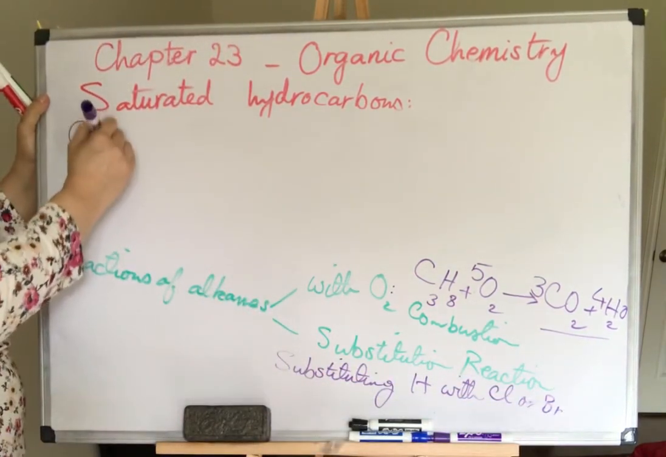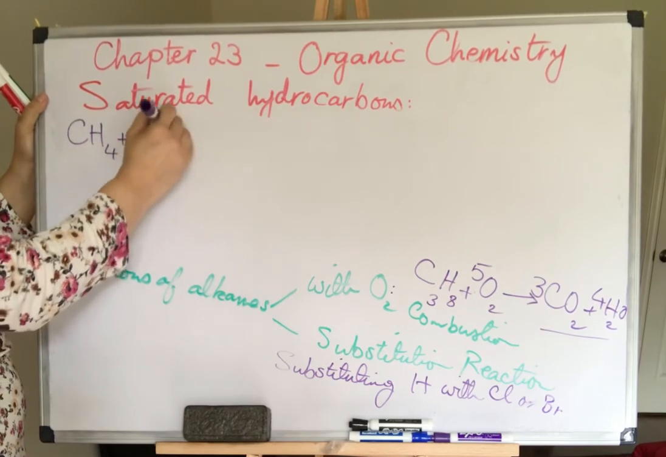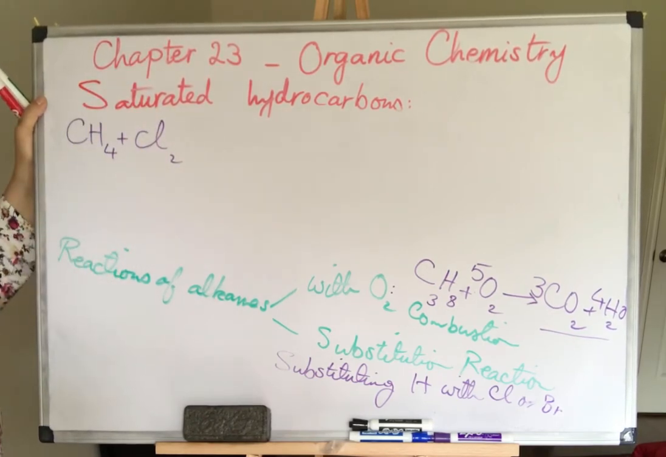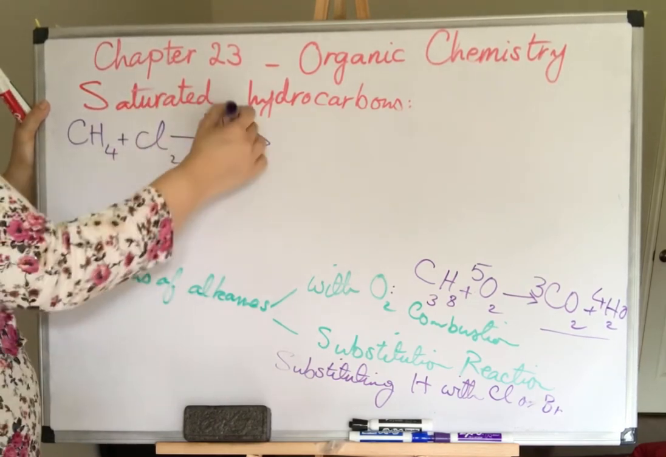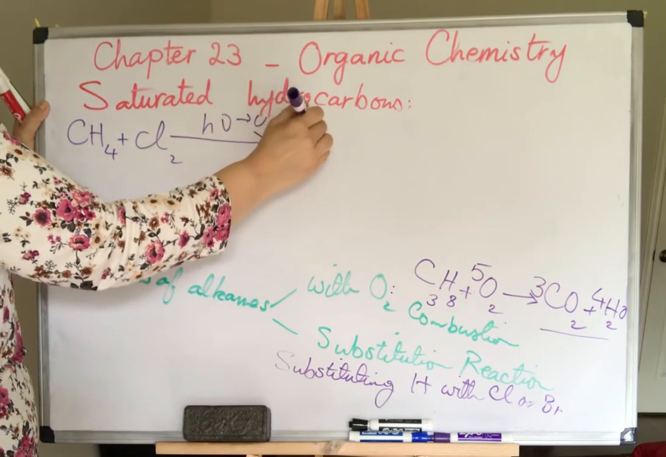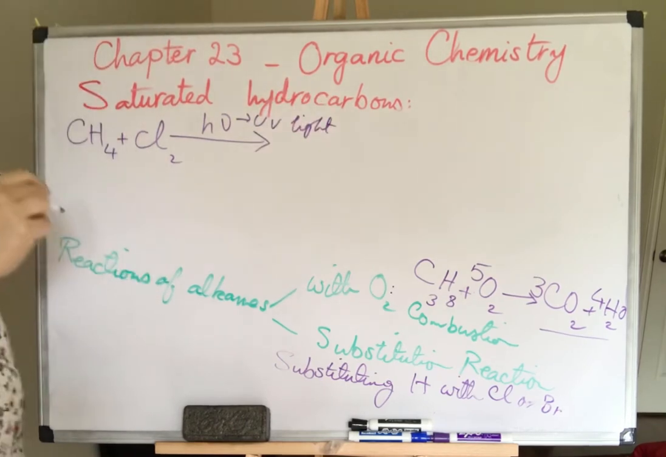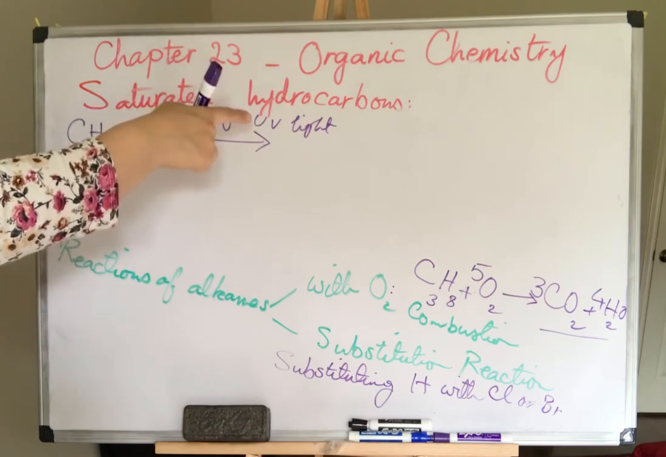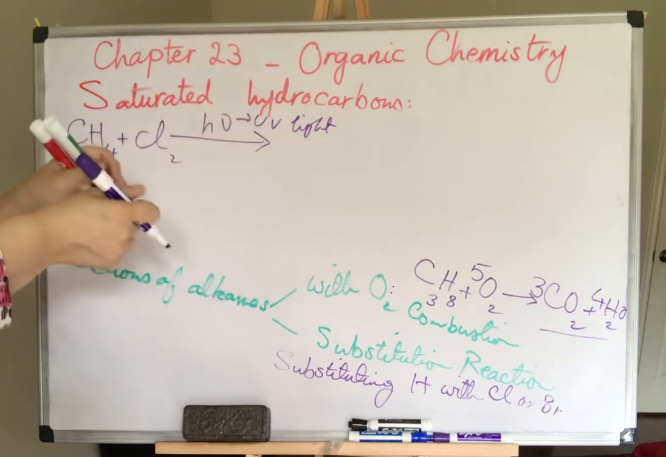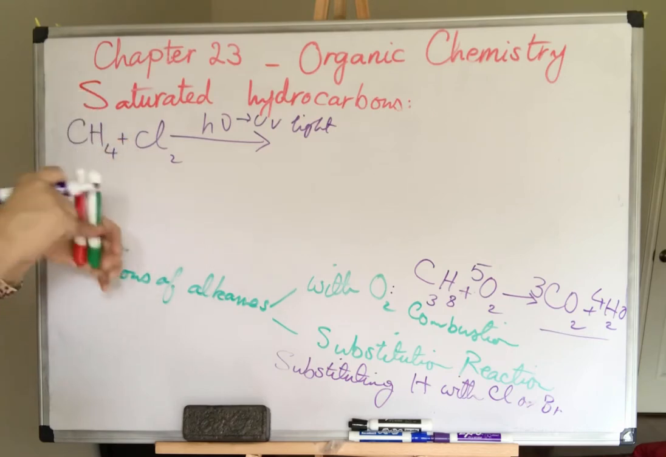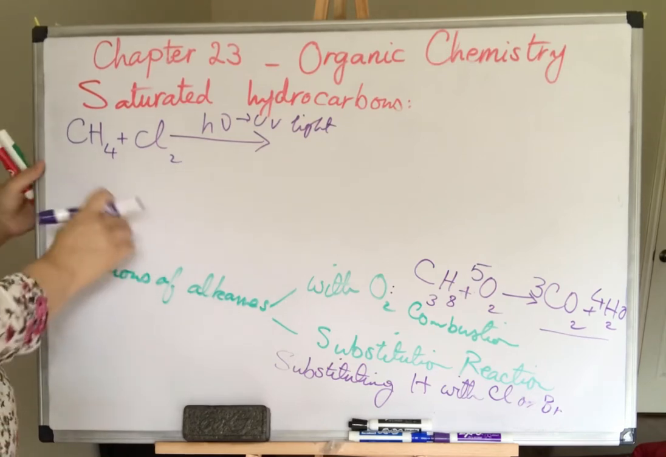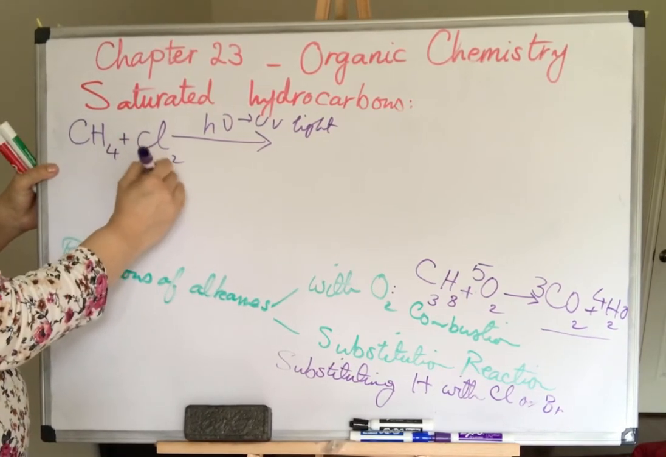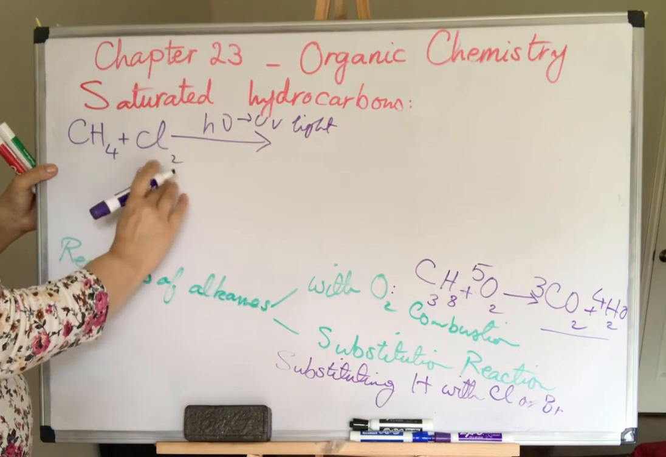Let's say you have methane. What you have on the PowerPoint slide, I'm going to make it a little bit more complete. Whenever you have h nu on the arrow, it means UV light. When you go to organic chemistry course, you will actually use UV light. You will hold it next to the sample, and after a few minutes you will see the sample start changing color.